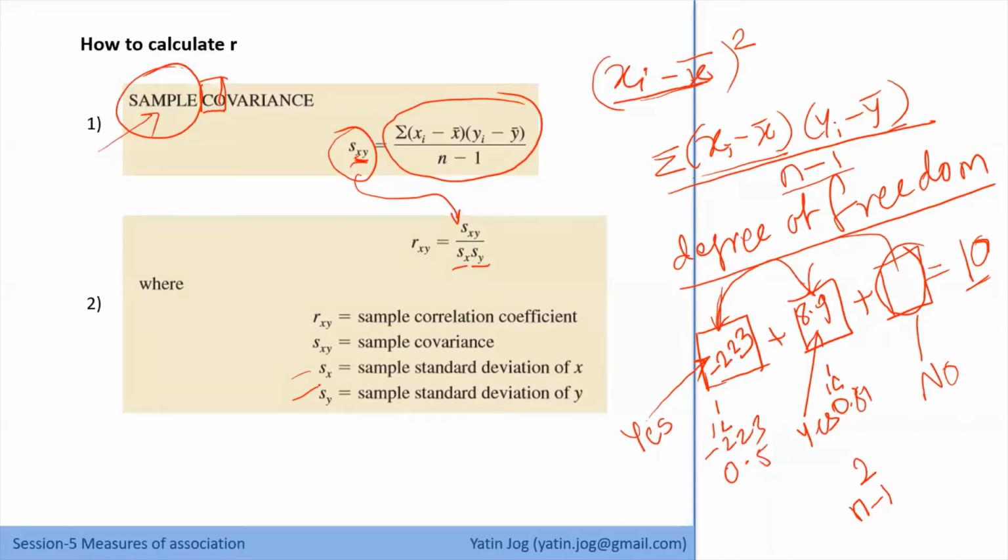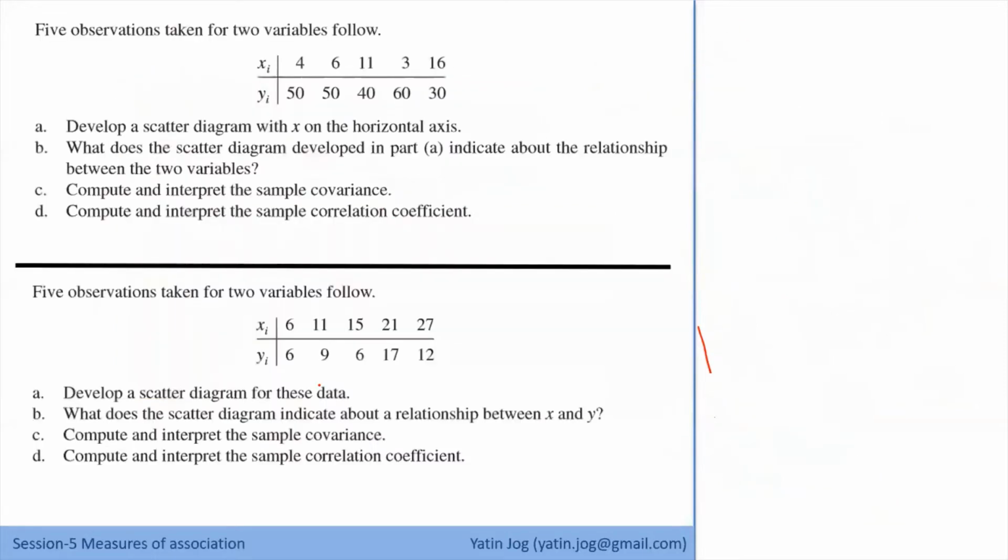But we are not going to use this formula, and we are not going to calculate correlation and covariance using pen and paper. We are now directly going to use Excel and the tools in Excel to calculate correlation and covariance, and based on that we'll do some analysis. Okay, so we are going to solve these two problems.